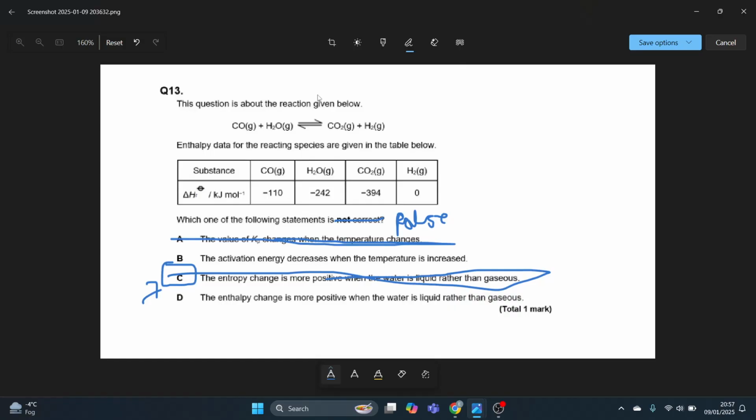Yeah, and which one is not correct? The activation energy decreases when the temperature is increased. The activation energy would actually increase. Anyway, that's the end of the multiple choice questions. Hope you find it useful.